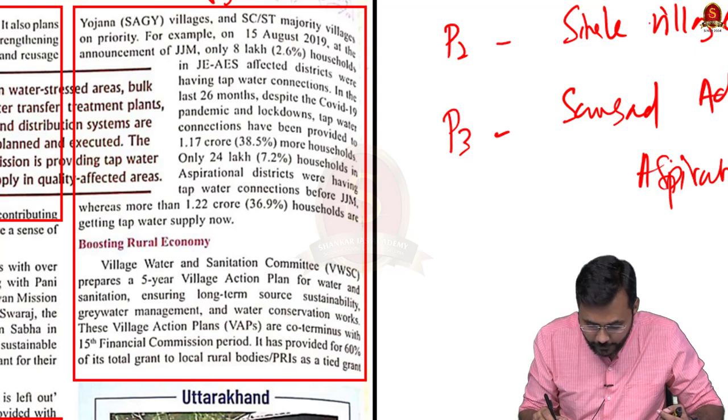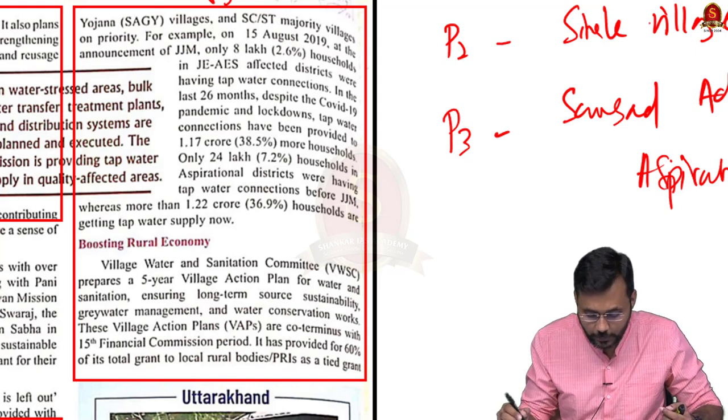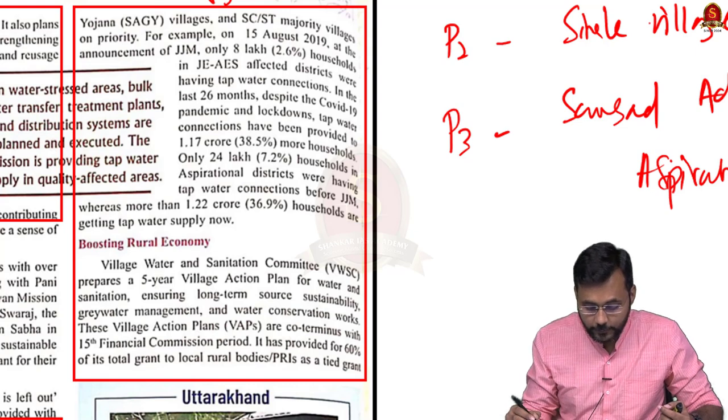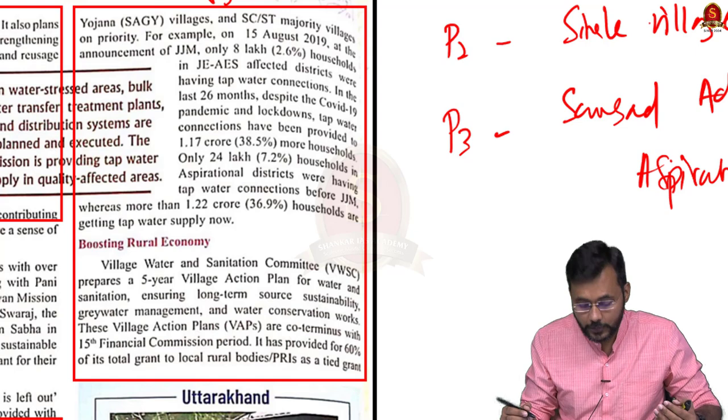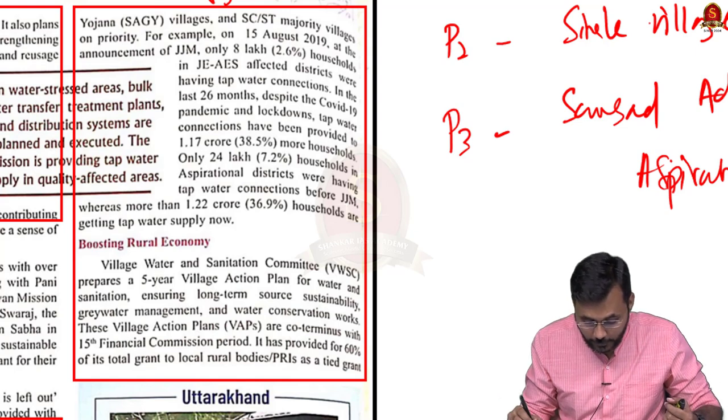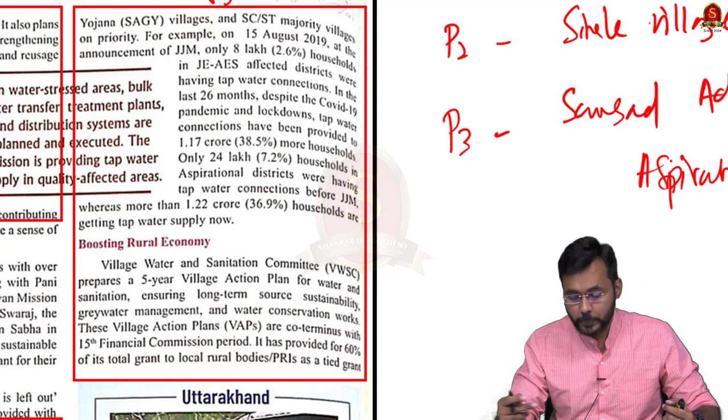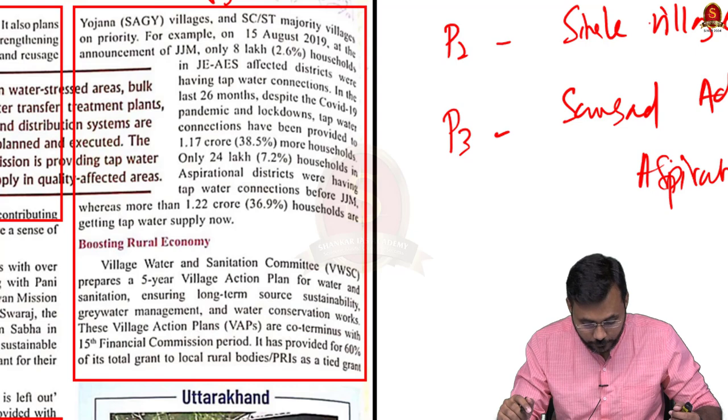So villages in the Japanese encephalitis affected districts, mostly concentrated in North India, especially Bihar, UP and all. Before the scheme only 2% of villages got this drinking water facility, and right now that has increased to 38%. So this is all based on this particular scheme, Sansad Adarsh Gram Yojana.